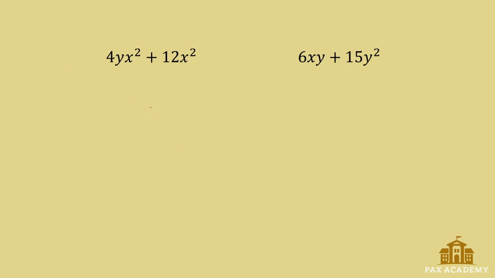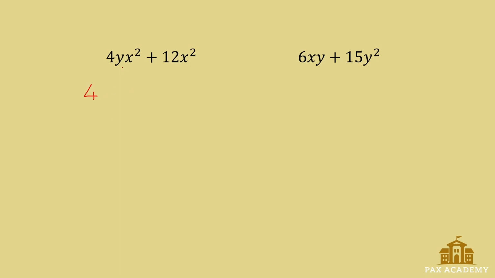What about this expression here? 4yx squared plus 12x squared. So here's a question for you guys. What do you think for the numbers is the highest common factor in this case? Now in this case, the highest common factor is 4, okay, not 2. So although 2 is a common factor, it's not the highest common factor. The highest common factor is 4, okay? So what we need to do is we need to take out 4.